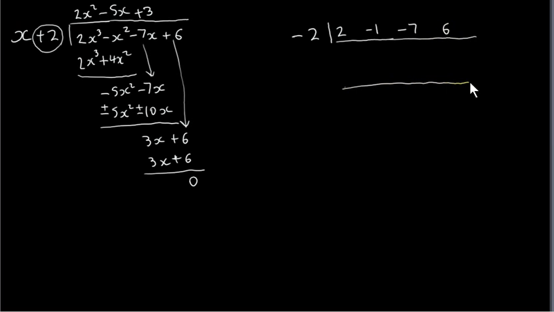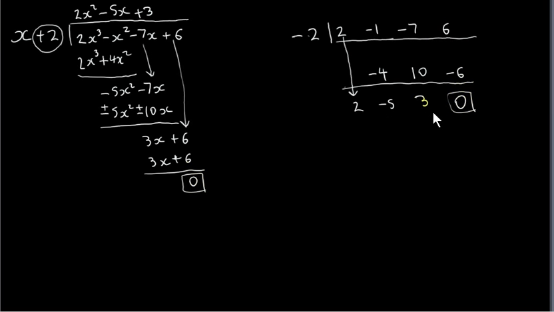Next step is to draw a line here and simply write down this number. Just copy this number down here. We multiply minus 2 by 2. That gives minus 4. We write it in here. We combine these numbers. Minus 1 minus 4 is minus 5. Then we multiply minus 2 by minus 5. That gives plus 10. We write that here. Combine these numbers to give plus 3. Minus 2 by 3 is minus 6. We write minus 6 here. Plus 6 minus 6 gives us 0. So this is the remainder.